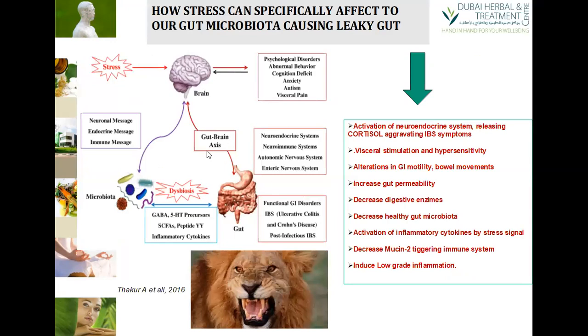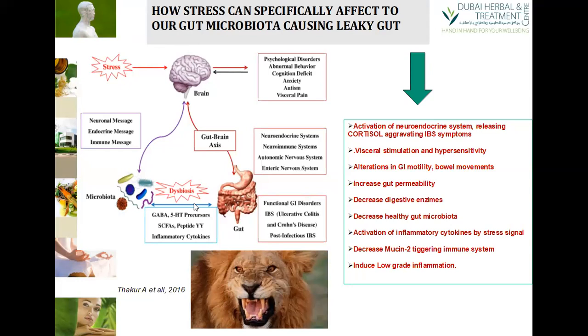And there is a connection between our brain and our gut. We call it the gut-brain axis, and it runs through the largest nerve in our body, the vagus nerve. It is responsible for sending information from our brain to our gut, and from our gut to our brain. By this bidirectional information, we know how stress affects our gut.